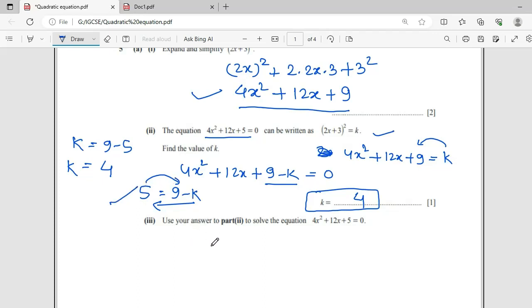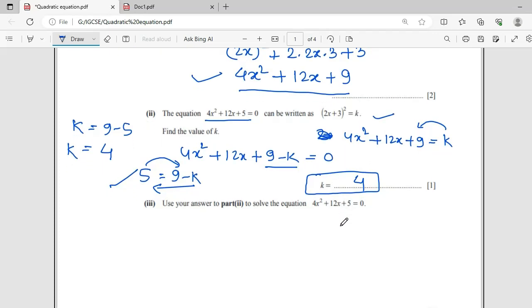Now if you see the equation here, it says use your answer to part 2 to solve the equation 4x² + 12x + 5 is equal to 0. Now they are saying to use this one. That means I can write here (2x + 3)² is equal to k, where we have the value of k as 4. So I can write (2x + 3)² is equal to 4.